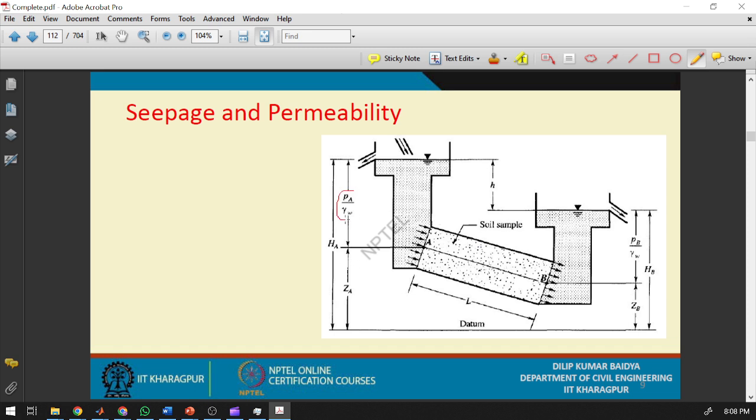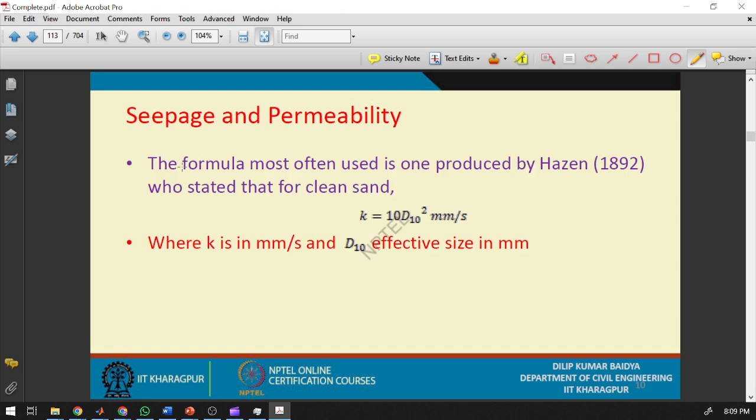Okay, so this is the pressure head, this is the elevation head, this is the pressure head, this is the elevation head. So the flow will take place from A to B, and what Darcy's law says is that the velocity of the flow will be directly proportional to delta H over L. The formula most often used is one produced by Hazen that we were just talking about, K is equal to 10 times d10 square, where K is in mm per second, d10 is effective size in mm.